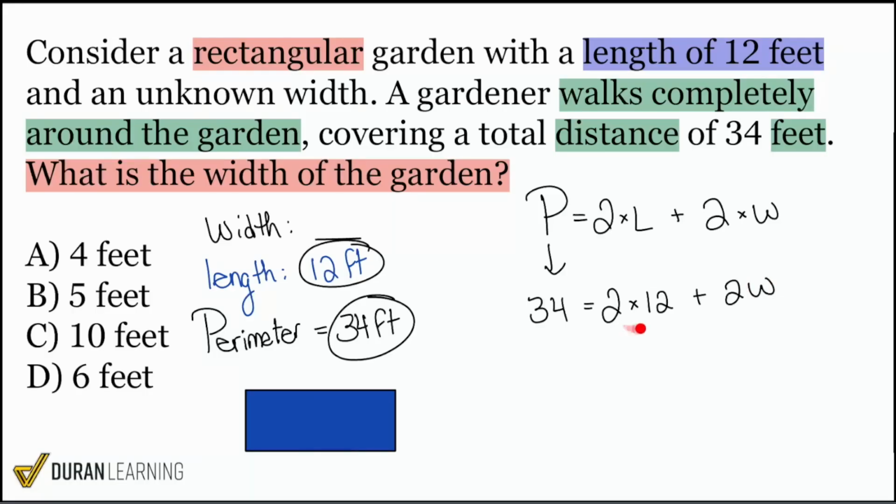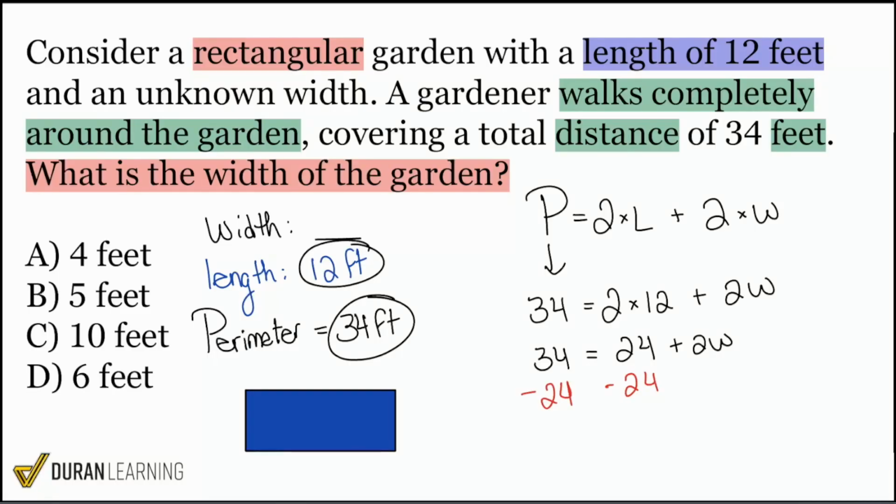So we're going to clean this up, the 2 times 12, then move it over to the left side if we can, then get rid of that 2 if we can. Let's take it one step at a time. 2 multiplied by 12, that's going to be 24. We write that 24 right there, and we'll go ahead and add the 2W at the end. Next, we've got to get rid of that 24. We can get rid of it by subtracting 24 on both sides.